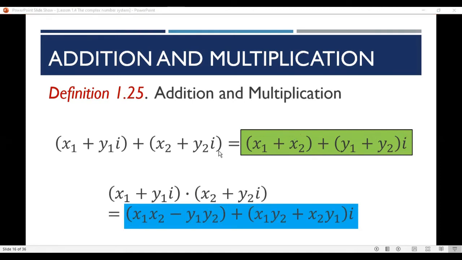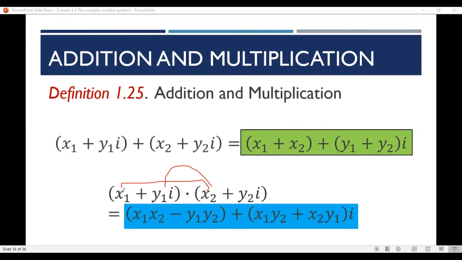Kapag nasa product, first complex number times second complex number. Anong mangyayari? Yung kanyang product ng real part minus the imaginary part. Okay, so product ng real part minus imaginary part. Isang quantity na yan, ha? Plus, ayan, dito nagko-cross naman.